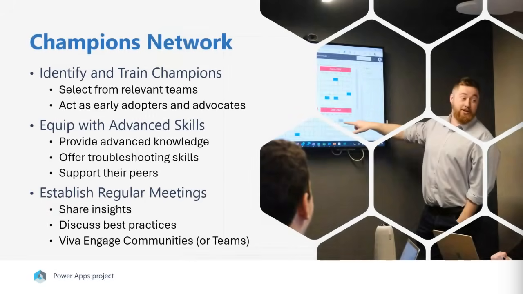One of the other things as part of an adoption strategy is to make sure you've got a champions network. So identify and train champions. Now, these don't have to be citizen developers, but they could be the same people. Realistically, your champions are people that are going to be championing and promoting the use and benefits of your app. So select from relevant teams, act as early adopters and advocates of the application, so they can say, look, guys, this is great, this is fantastic, look at what this can do.